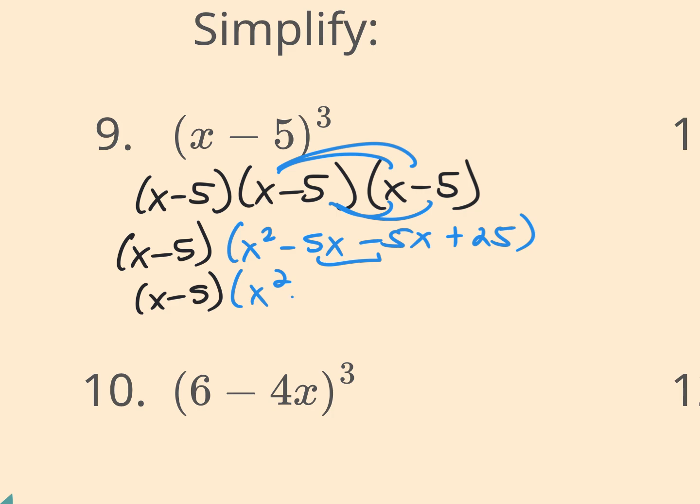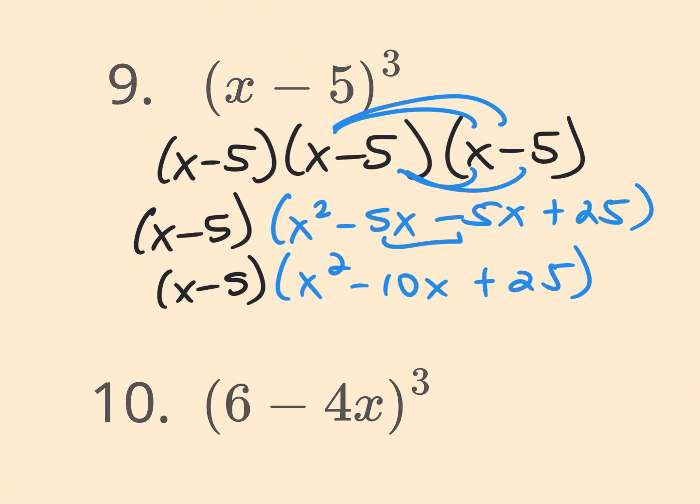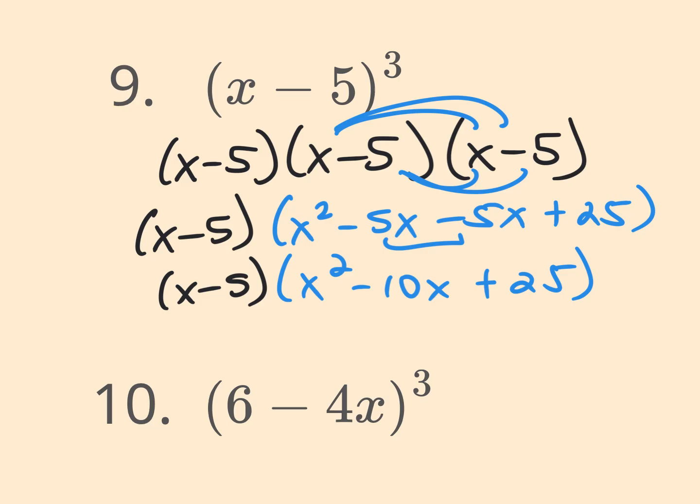I add them, so negative 10x plus 25. And now all we do is multiply again. You're going to take the x and distribute it to everything in the second parenthesis, and then the negative 5 and distribute it to everything in the second parenthesis. Just becomes a long problem.